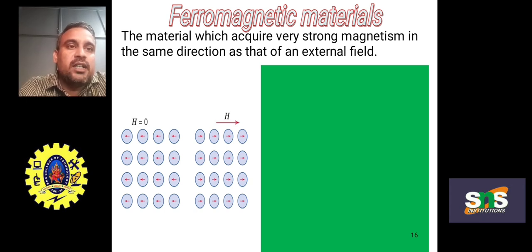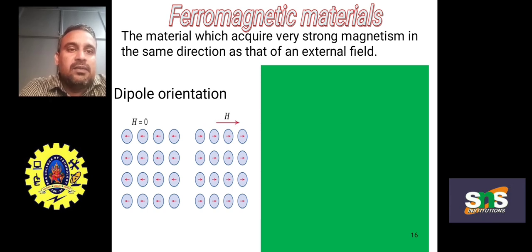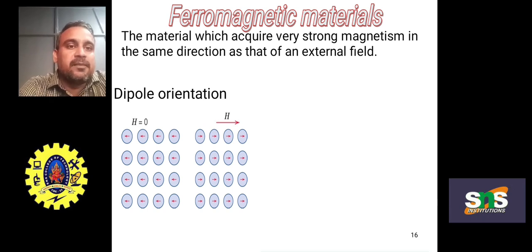Ferromagnetic materials acquire very strong magnetism in the same direction as the external field. The first diagram shows without field, H equal to 0, so the electrons align in any direction, random directions. If the field is applied from left to right, all the electrons will align parallel to the applied field direction. That is a very strong magnet. Already we studied dia and paramagnetism: dia does not have a permanent magnetic moment, but in para, 60-70% will align parallel to the applied field. But ferro is a very strong magnet, where all the electrons, atoms or molecules will align parallel to the applied field direction.